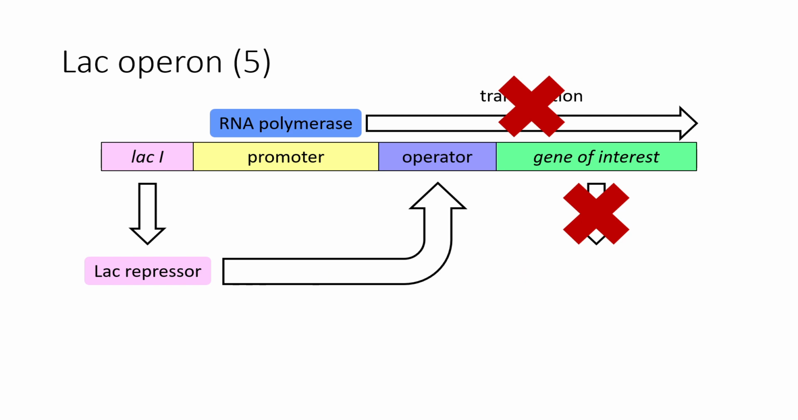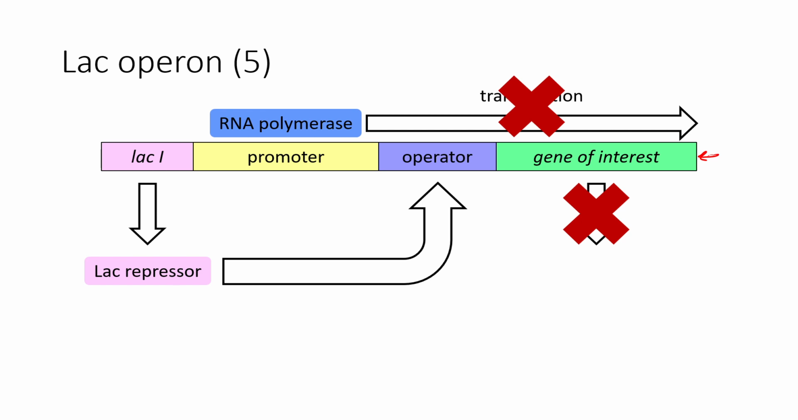So let's go ahead and reset that. So how do we use this in the lab? In the lab, instead of having our LAC-Z gene over here in green, we have our gene of interest. Under normal conditions, when we're just growing up our E. coli, our lac repressor gene is being made. It's blocking the operator region. RNA polymerase is not able to make our gene of interest.